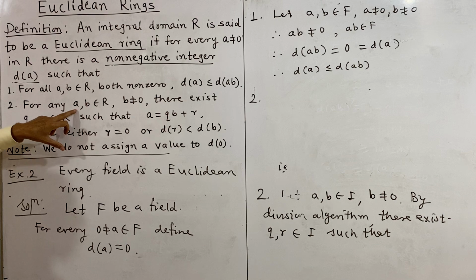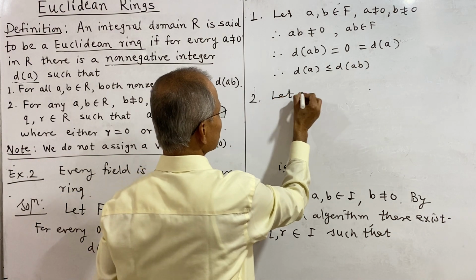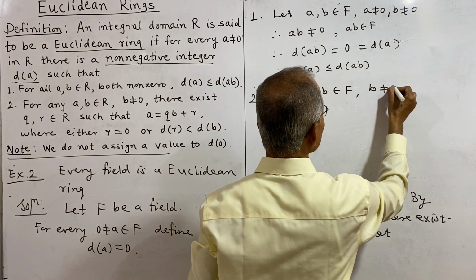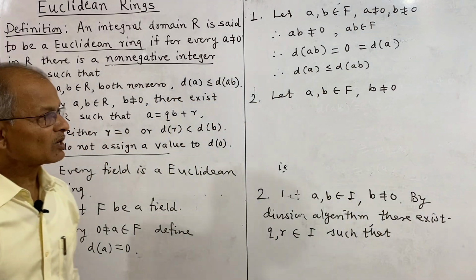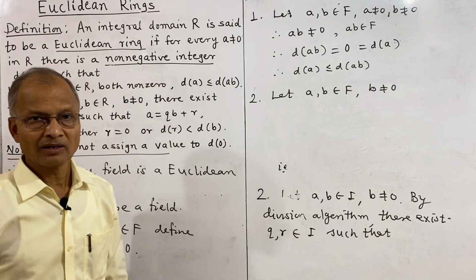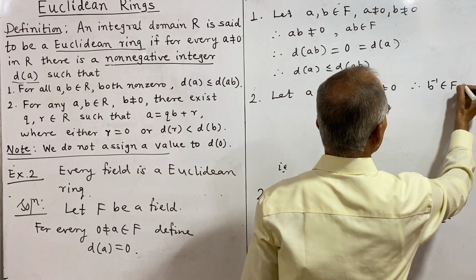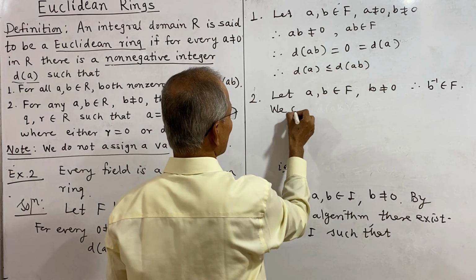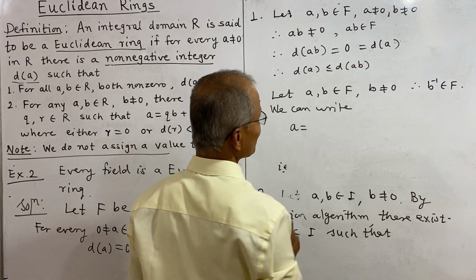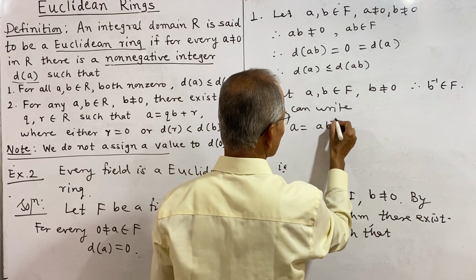For this, a, b in the field, we have to consider, let a, b belong to the field F and b is not equal to 0. Because b is not equal to 0, b inverse exists, because it is a field, and every non-zero element has a multiplicative inverse. Therefore b inverse belongs to F. And we can now write a is equal to, we will write this as, a b inverse into a.